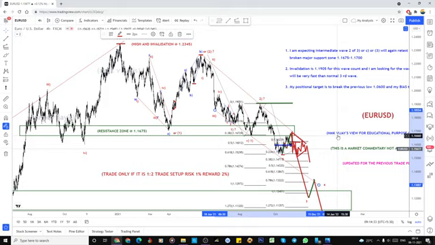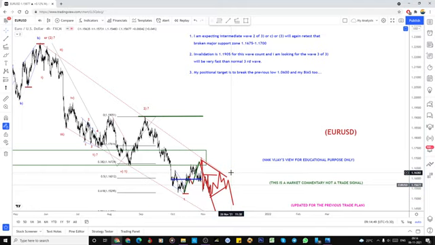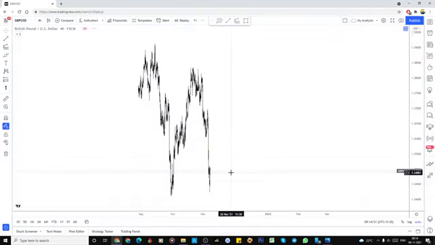Afterwards I'm expecting a bigger three-wave move, whether this could be A, B, C, and it could be a W, X and Y, or this could be a 1, 2, 3 and later onwards 4 and 5. That could also be a bigger wedge formation, that we will see later onwards. So next we will move on to the GBP USD.